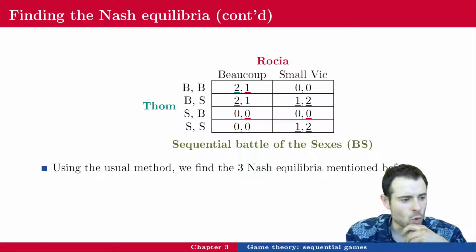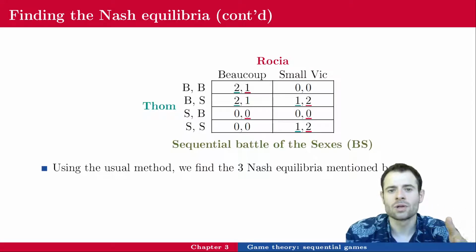Is there not a case where Rosia follows Tom? Well, Rosia cannot follow Tom because Rosia plays first. So she goes to a place first. And then it's Tom's turn to play.